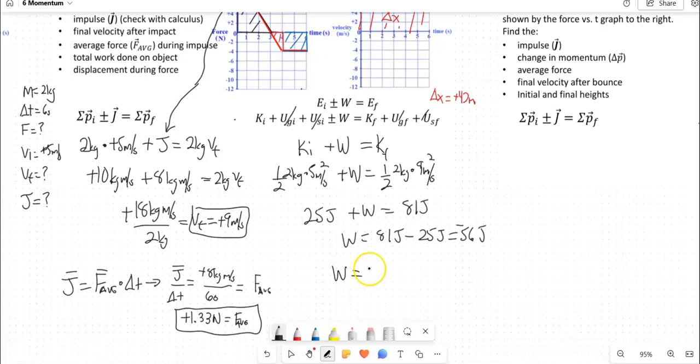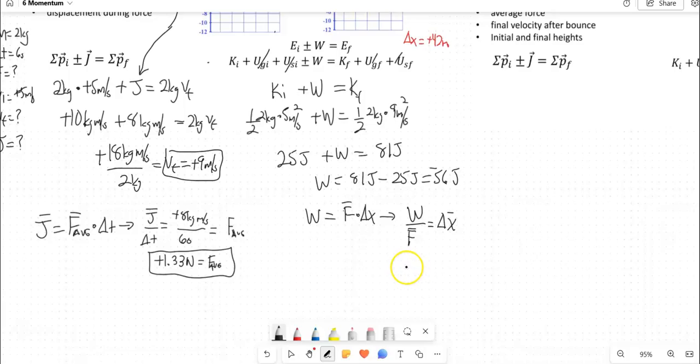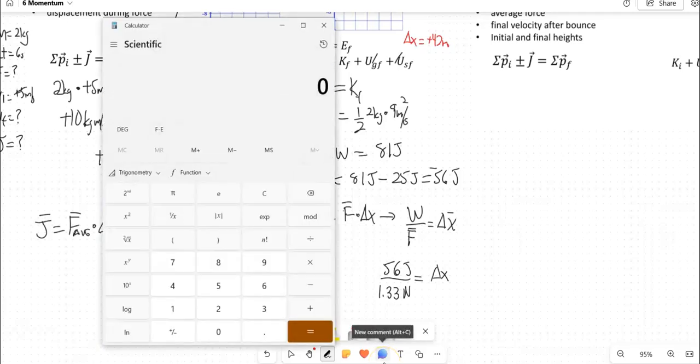But let's just make sure. So work is equal to force times displacement. So work over force is equal to displacement. So this is going to be, work is 56 joules divided by 1.33 newtons. That is going to be equal to displacement, and hopefully it comes out to be 42. 56 times 1.33.